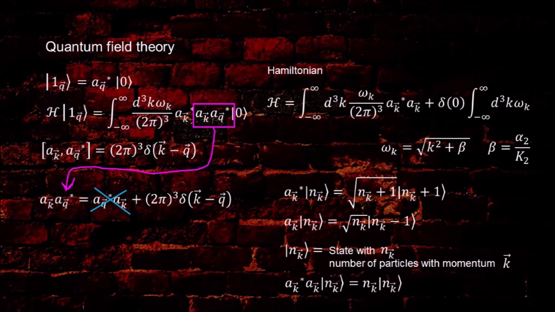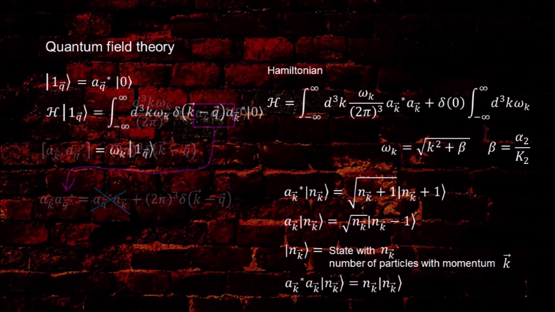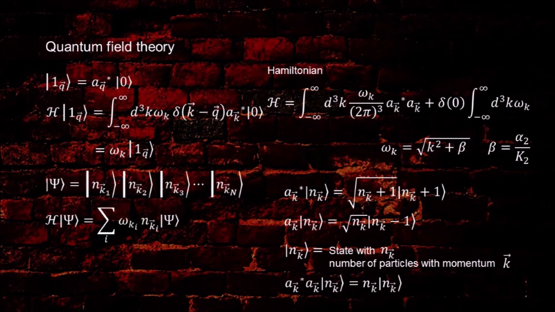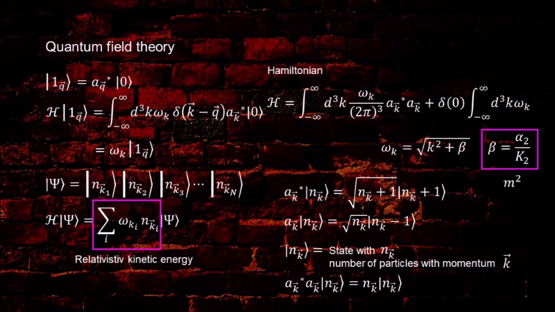The first term becomes zero when it acts on a vacuum. You can do a similar exercise for the multiparticle state. The result will be this. This looks exactly like the energy of three relativistic particles, provided we set beta to m squared.